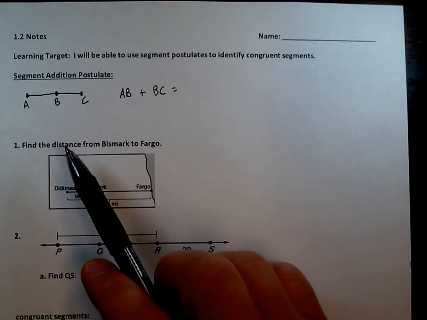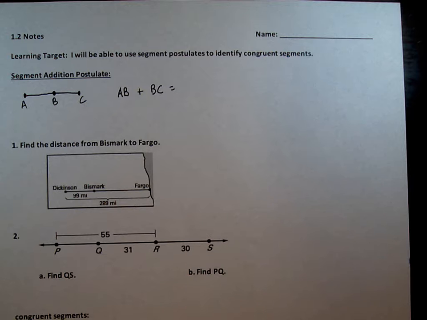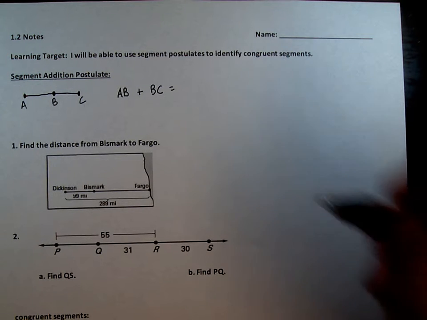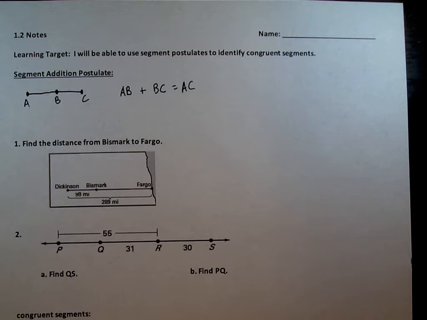So the distance from A to B plus the distance from B to C gives me the full length, the full thing all the way from A to C. So we get AC. And so that's all the segment addition postulate says. AB plus BC equals AC.